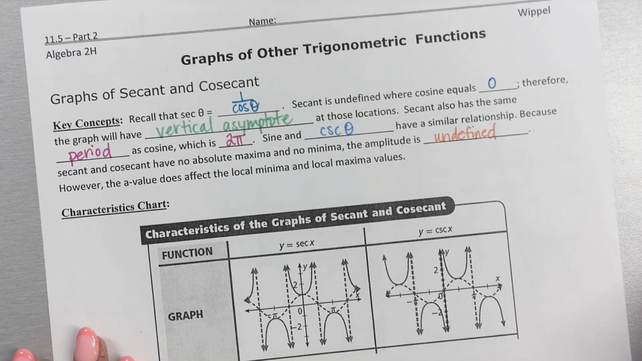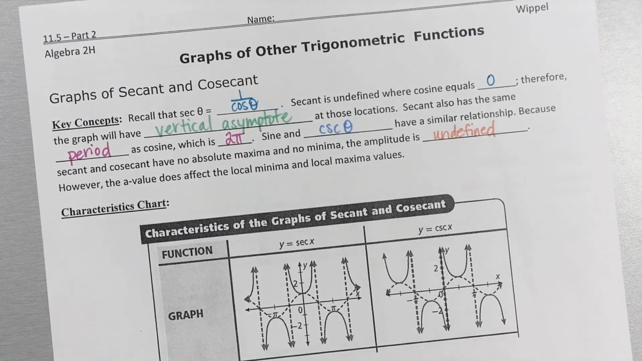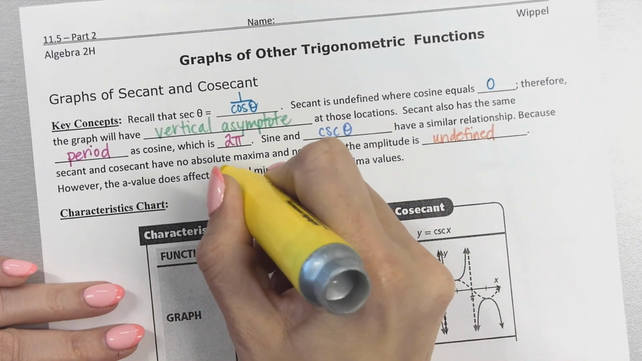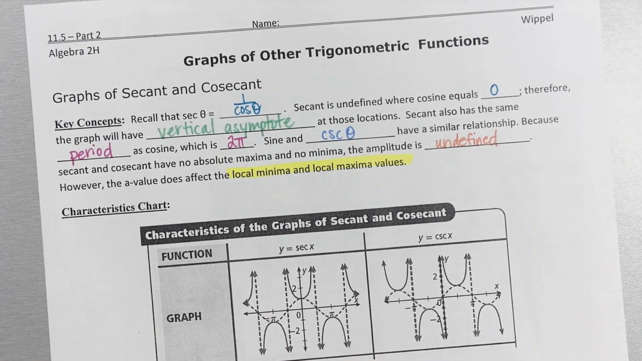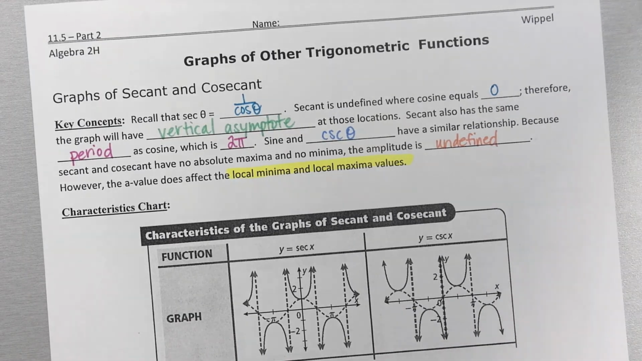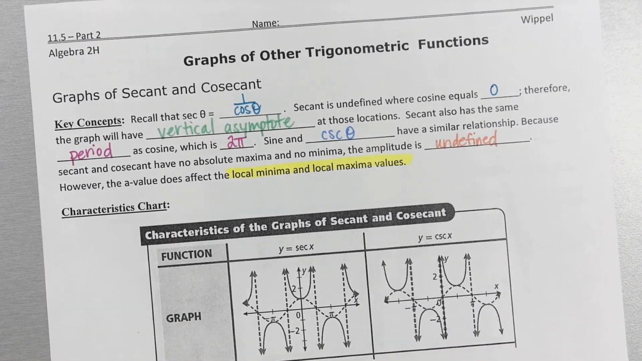Okay, so remember, if it's the local max and the local min, that just means it's the minimum value in that area. Okay, so it's not the highest point out of everything. It's not the lowest point out of everything.